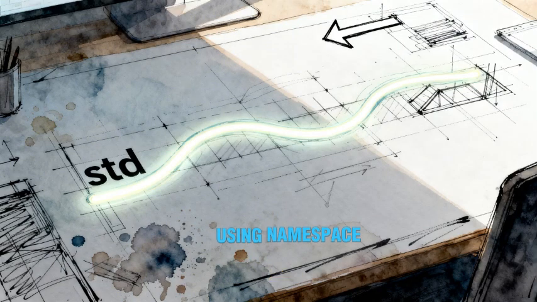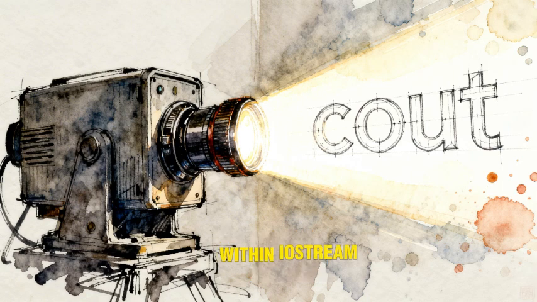Next, we add using namespace std. This line is like a shortcut, allowing us to use standard names without repeating the std prefix every time. Let's break down the functions. Within iostream, cout stands for character output.